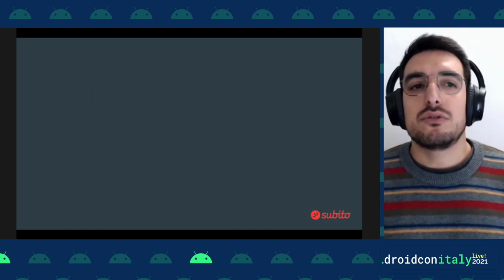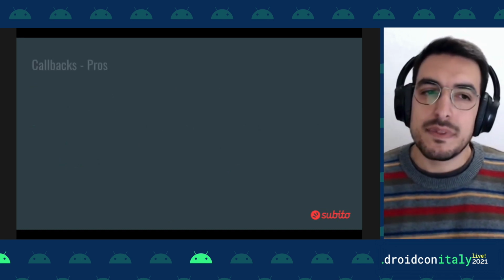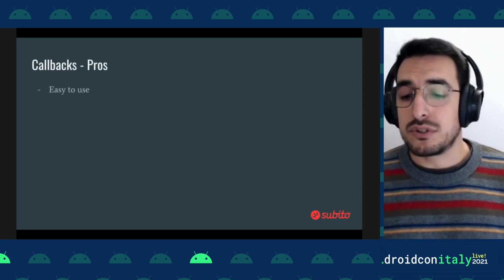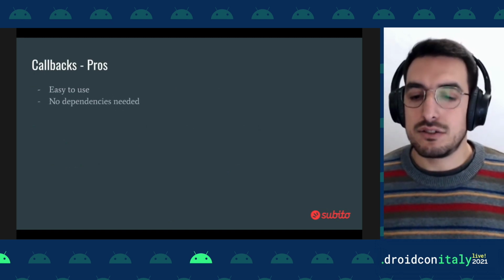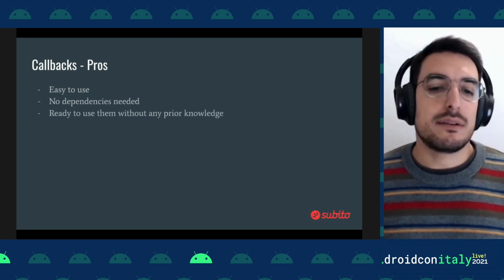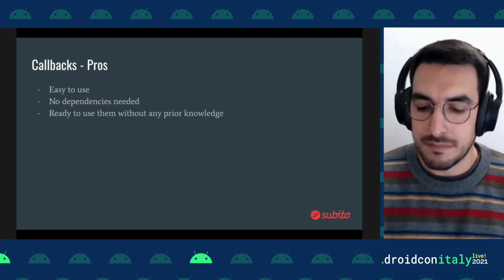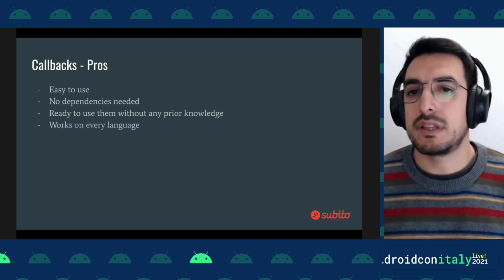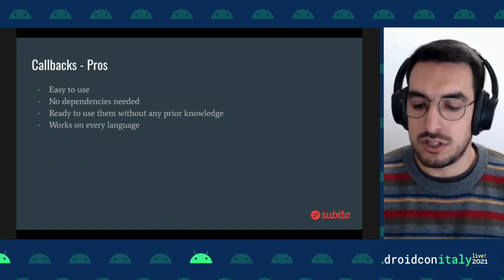So we want to do a little list of pros and cons about callbacks. Starting from the pros, we can say that they are really easy to use. And also you don't need other dependencies to use them. Also, they are ready to use without any prior knowledge, because you are using just the basics of your language, in this case Kotlin. And also keep in mind that callbacks are a concept, not a structure, so you can apply this concept to every language.